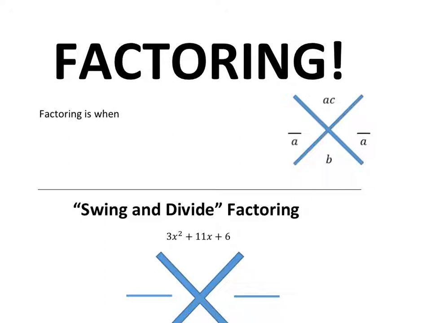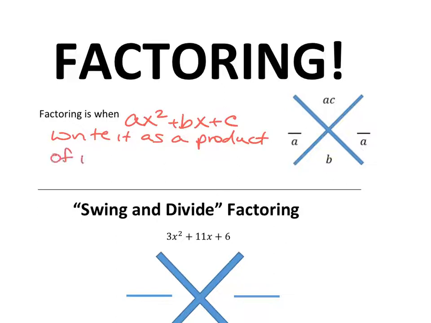Now, factoring is when we take a polynomial written in standard form, a quadratic polynomial, ax squared plus bx plus c, and we're going to write it as a product of its factors. Okay, this is going to become what's called factored form. When we finish, we should have 2 sets of parentheses in our final answer with variables and numbers and a plus or minus sign in there.